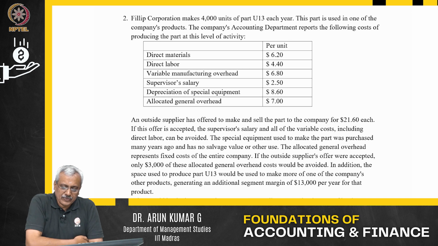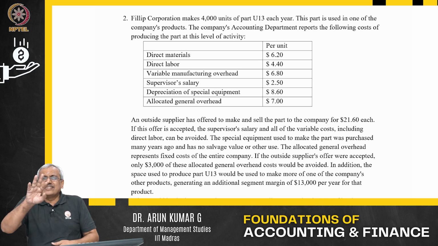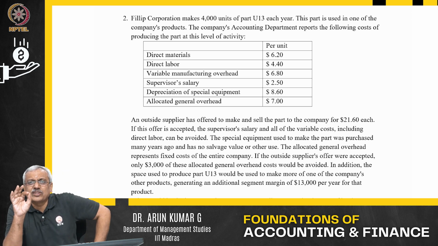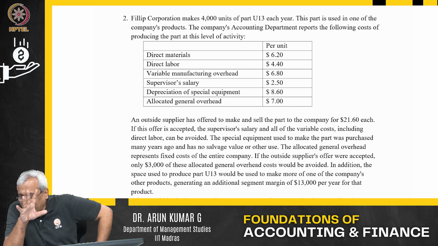Next, I move on further. The allocated general overhead represents fixed costs of the entire company. If the outside supplier's offer were accepted, only 3,000 of the general overhead could be avoided. So, what is the total general overhead cost? 7 into 4. 7 into 4 is 28,000. Am I right? 28,000? Yeah. Out of 28,000, only 3,000 is avoided. So, that 25,000 will be incurred even if you manufacture or do not manufacture. So, that is a common cost. What are we looking at? Relevant cost.